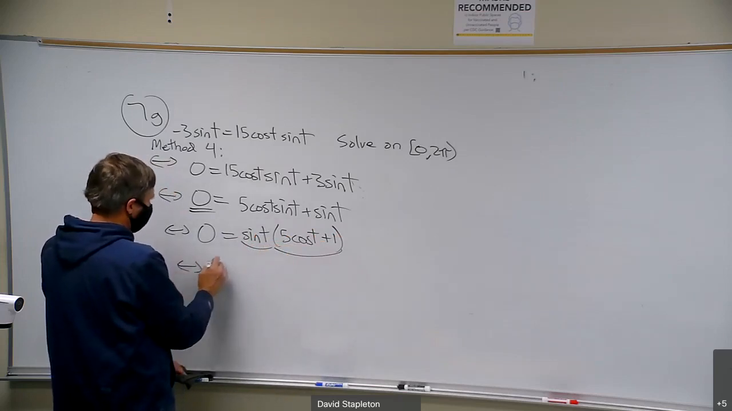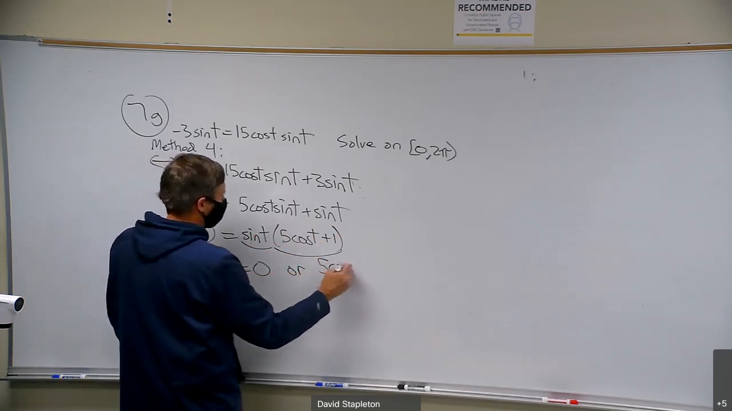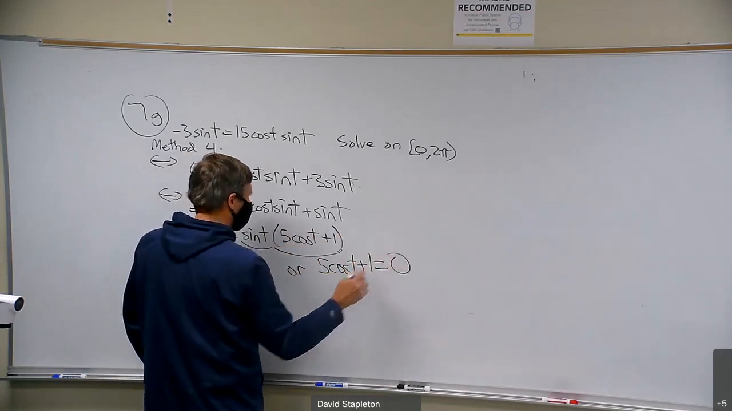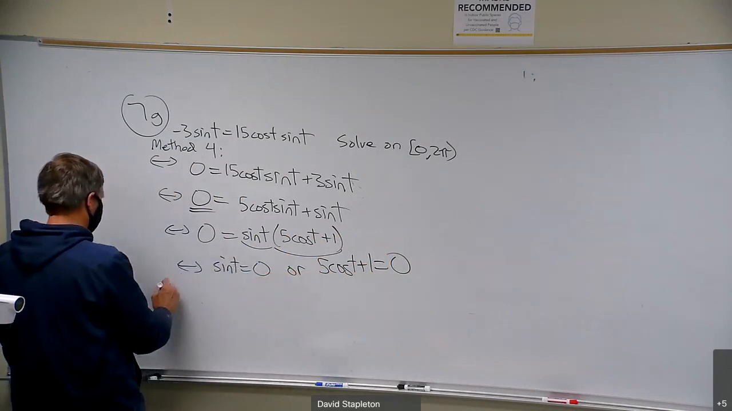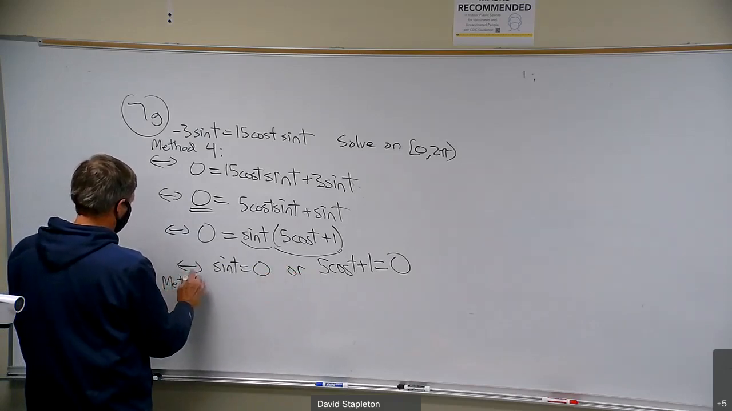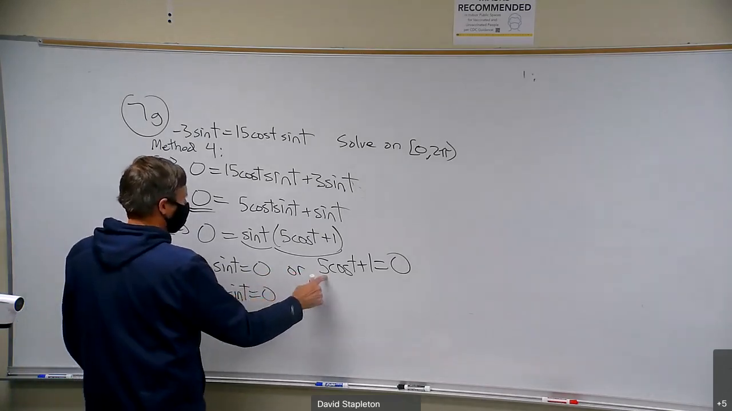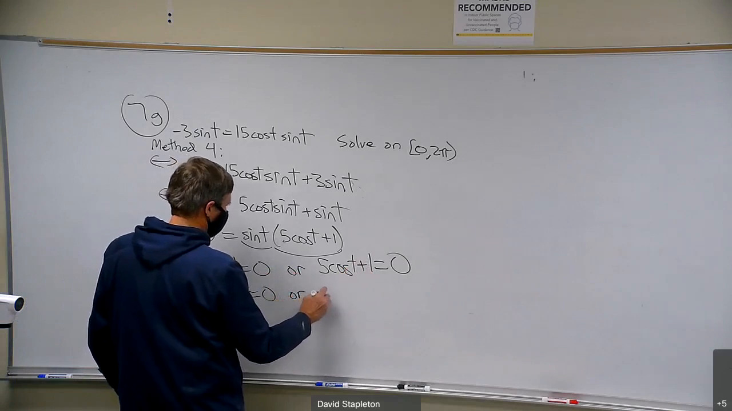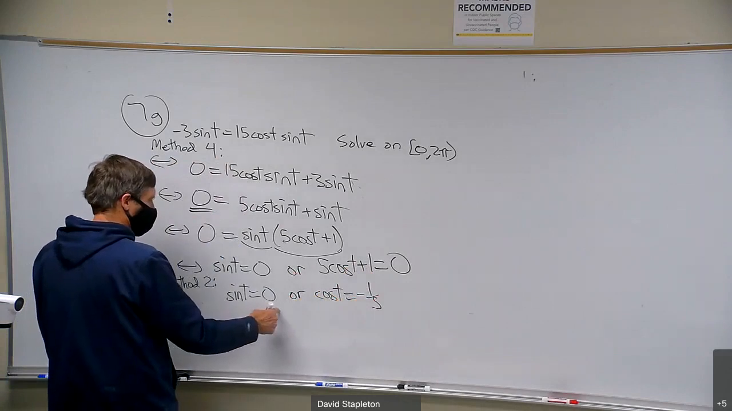This is equivalent by the zero product property to sine t equals 0, or 5 cosine t plus 1 equals 0, right? So there's an equivalent statement to this one. Now I've got a linear expression, so I go to method 2, right? The first one stays the same. I don't need to do anything yet. This one, I subtract 1 and divide by 5, and I get cosine t equals minus a fifth. Right? Now it's trig function equals a number, trig function equals a number.